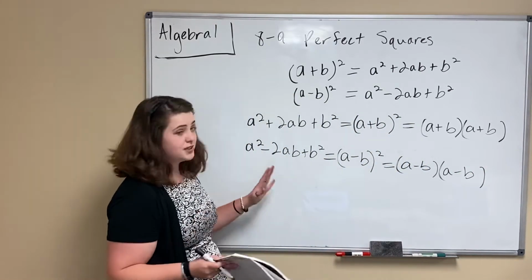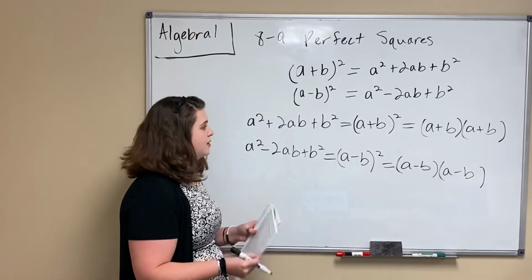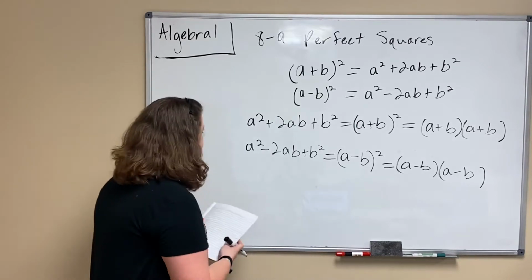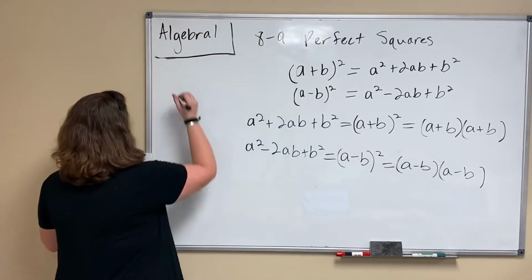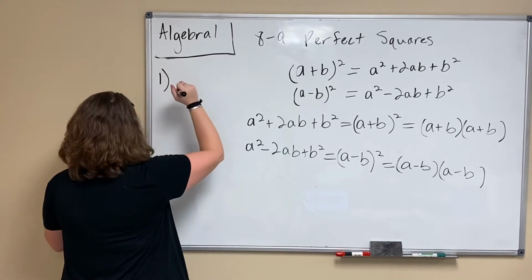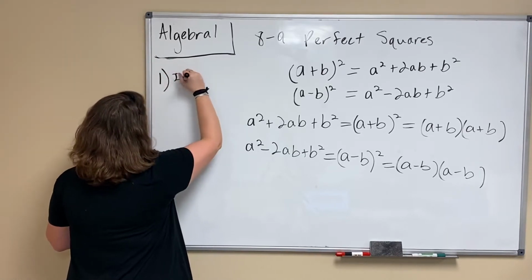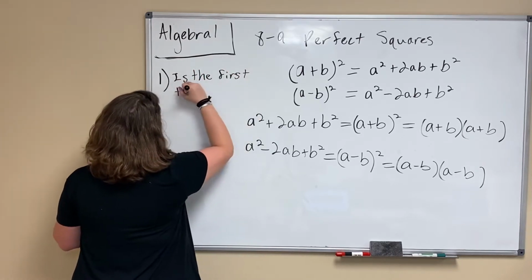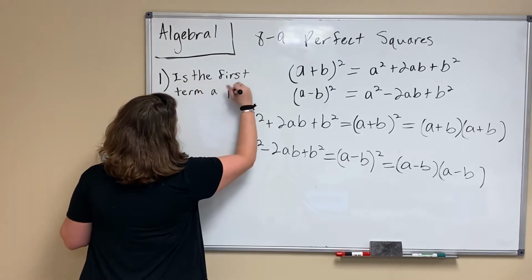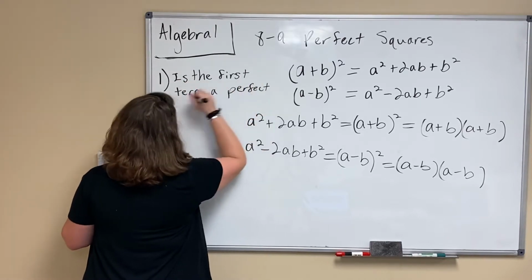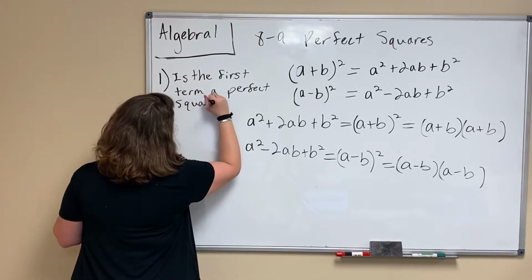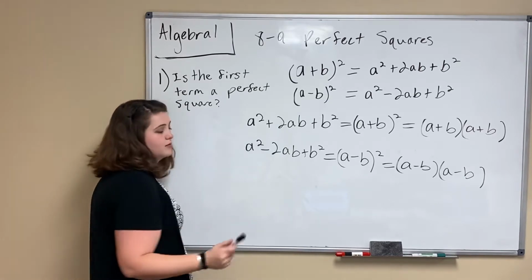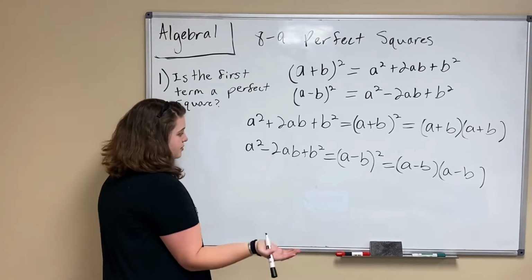Now it seems relatively simple enough, we just have to look for this pattern, but in order to do that, we are going to have to ask ourselves 3 questions. Number 1: is the first term a perfect square? In other words, is the first term something squared, right? Because we want it to be a squared.